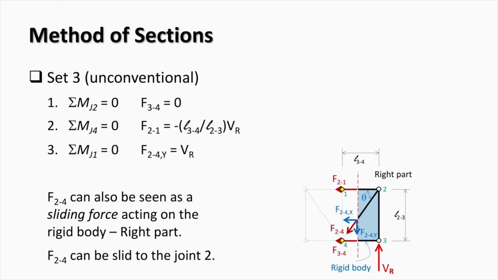The other way of looking at this is to consider that the right part of the truss is a rigid body. Force F24 is an external force for this body. Given that we are interested only in the external behaviour of the right part of the truss, we can move force F24 along its line of action to joint 2 without altering its effect.